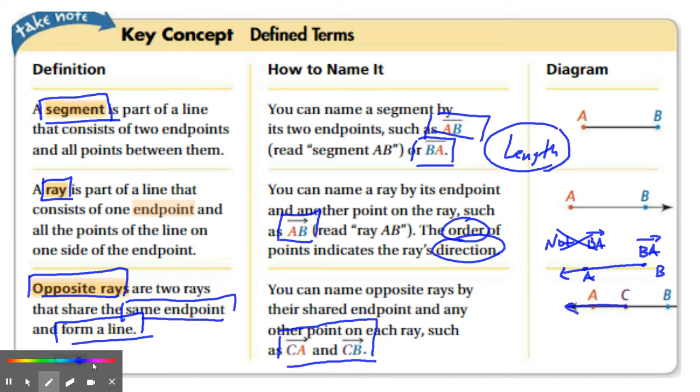And then I'm going to change my color to red real fast. Okay. And I'm going to go from C to B. Now, the picture did not have an arrow, so I'm going to add an arrow. Notice that these two rays go in opposite directions. They never overlap, and together they form line AB, or line AC, or line BC. Not 3 points, just 2 points, right? Okay. So again, opposite rays form lines. All right. Cool.